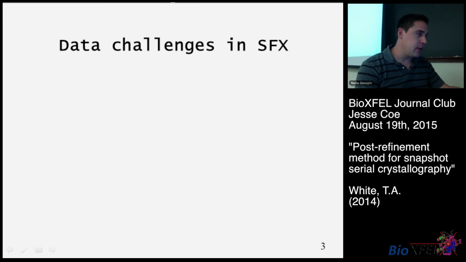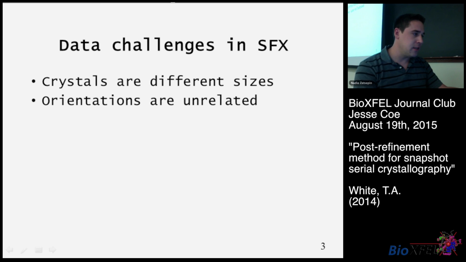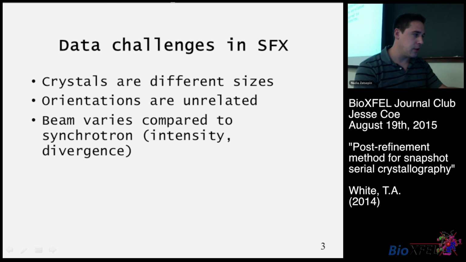So to start off with, this is mainly to address data challenges within SFX. What are these? So some of the main ones that are pertinent here are that we have different size crystals. Due to the serial nature, every crystal is going to be different, and we can have as tight of homogeneity as we can make on size, but they will certainly be different from crystal to crystal. Next is, as we're all familiar with, the orientation is going to be unrelated. So since we're taking snapshots, we're unable to do a rocking curve or kind of a rotation. So that's another thing that adds to it.